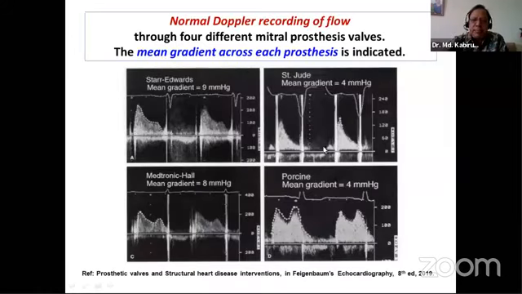These are some normal variants of the continuous wave Doppler spectrum across the prosthetic valve. The Starr-Edwards, St. Jude, Medtronic Hall and CarboMedics all have mean gradients you can see: 9, 4, 4, 8. All are normal gradients of the valves, and the shapes are different. So these are the normal variants of the prosthetic valve, and they differ according to the type of valve.